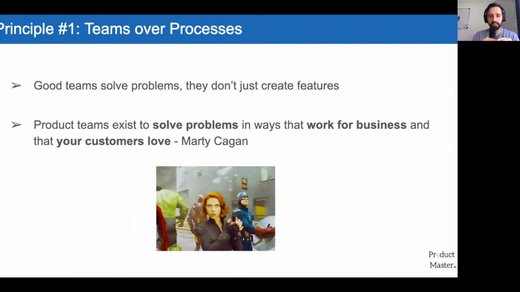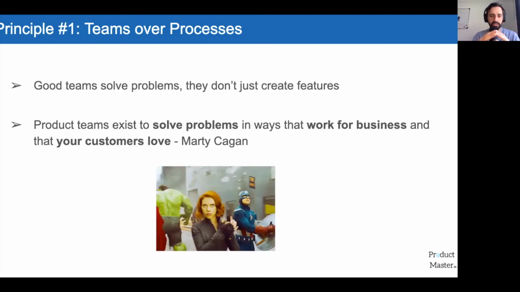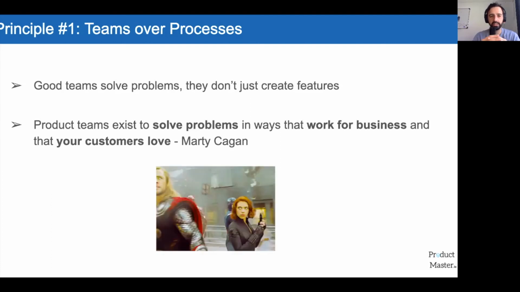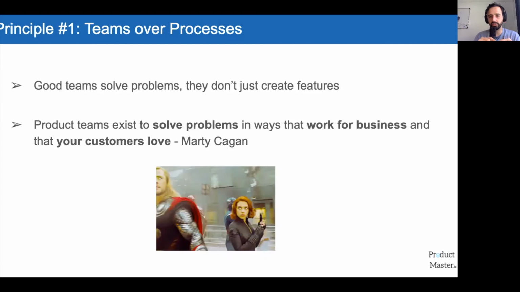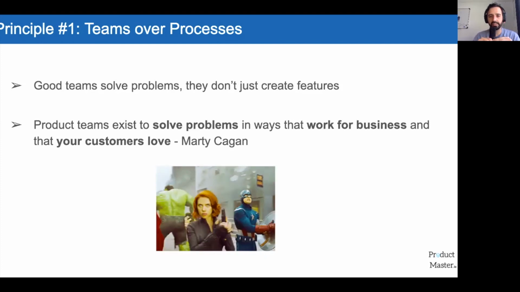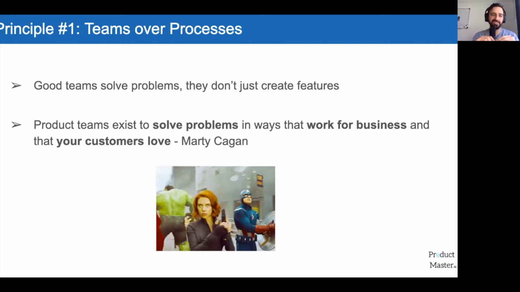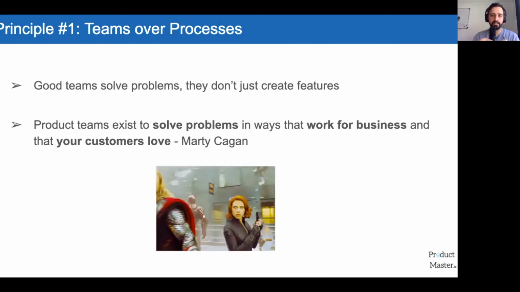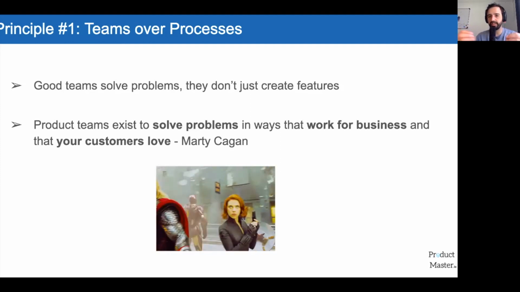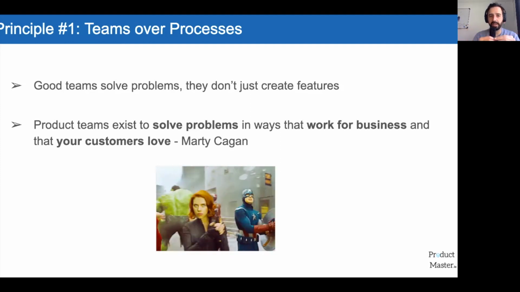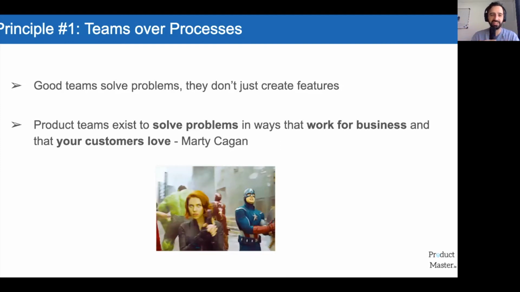Another person out in the product world is Marty Cagan, very well known and an icon in the industry. What he talks about is that good teams solve problems. They don't just create features. Now, that is such an important concept. I think a lot of product people who want to build products just want to create as many features as possible. But are you solving the right problems? A good team actually solves problems. They don't just create features, what they call a feature factory.